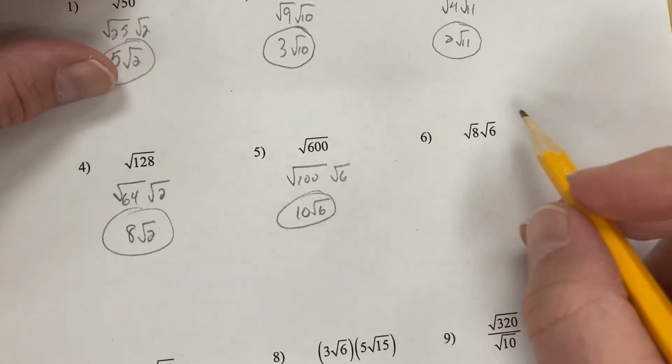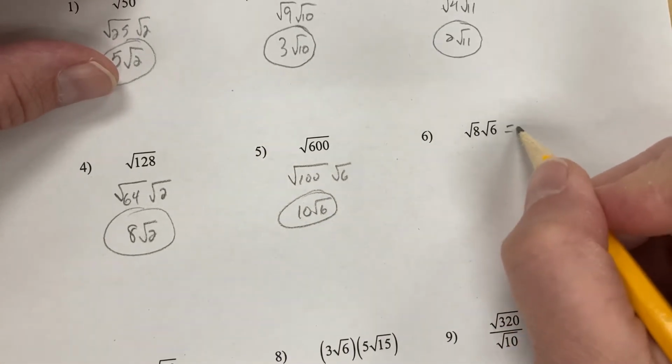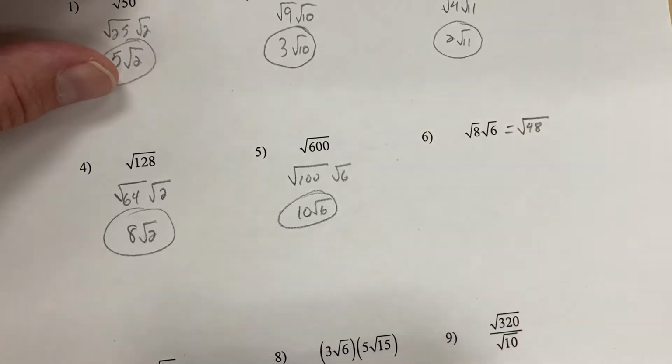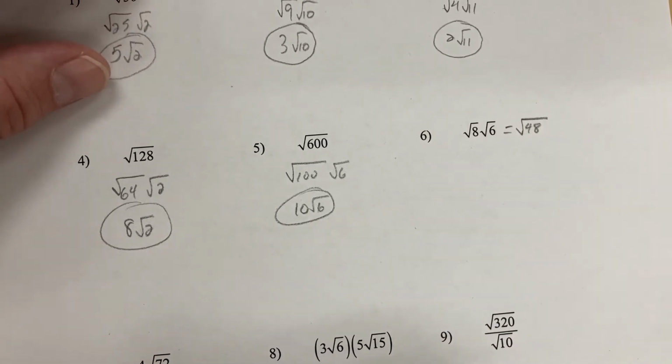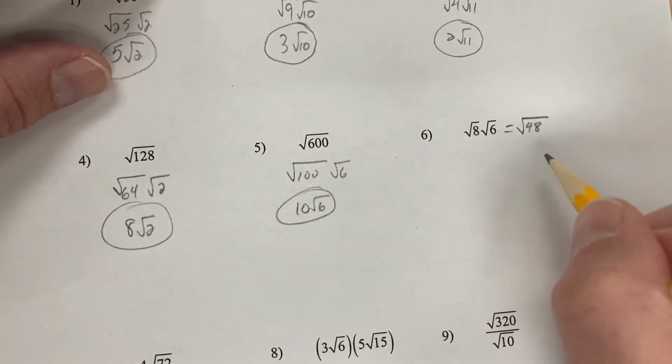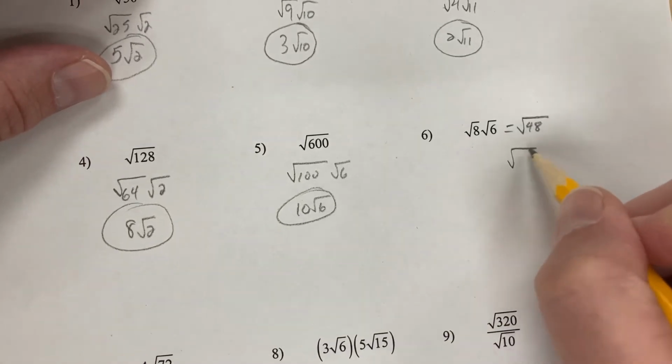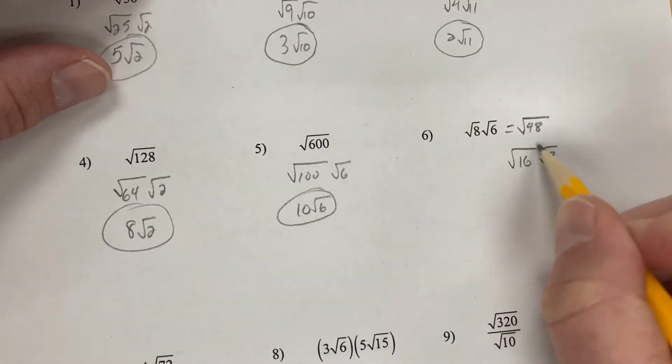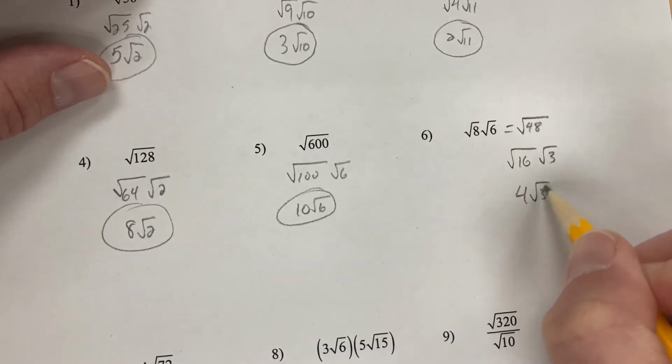Now, you get something like this, probably the best thing to do here is to multiply those two together, make it one square root, so we get the square root of 48. And now we're going to ask, well, what's the largest perfect square that goes into that? And the largest one that goes into that is 16. It goes in 3 times. And the square root of 16 is 4.